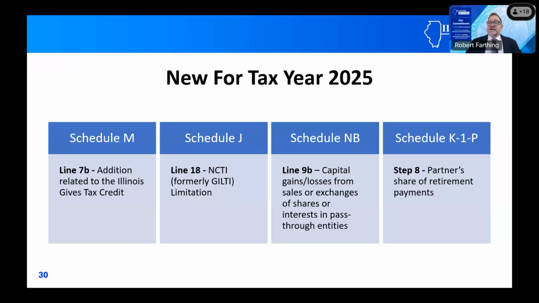The Schedule K-1-P, partner's or shareholder's share of income, deductions, credits, and recapture, has also been updated. It's been updated to include a new step, Step 8, for partners' shares of retirement payments. In addition, the income tax credits section of the K-1-P, Step 7, has been updated to reflect the current income tax credits for tax year 2025. For further information on any of these changes, you can find the details in the instructions for the specific schedule that we've highlighted here.